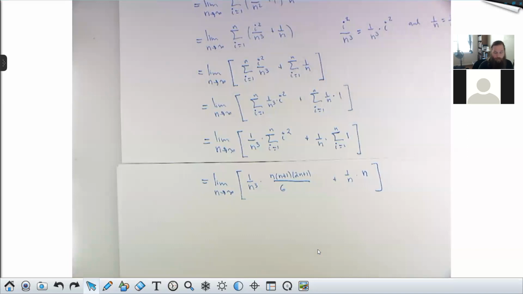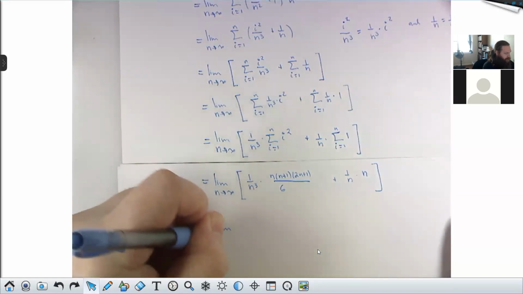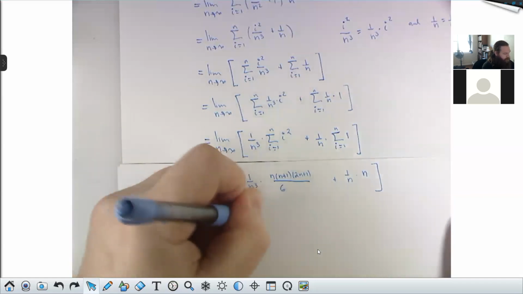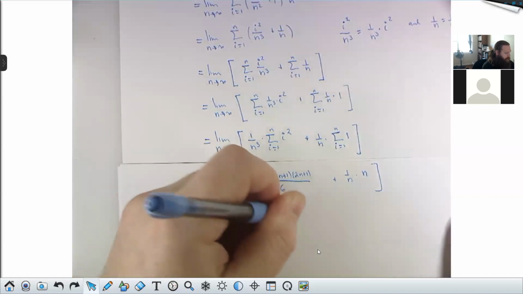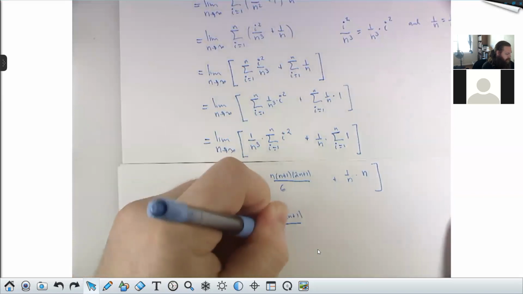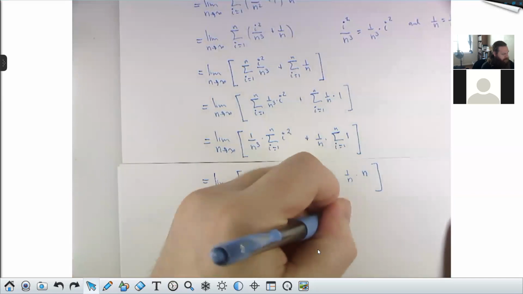Now I clean all this up. I take the limit using techniques from 2.6. The first limit is actually one that we've done before. We did it on Wednesday. n times n plus 1 times 2n plus 1 over 6n cubed. Plus over here, n over n is just 1.